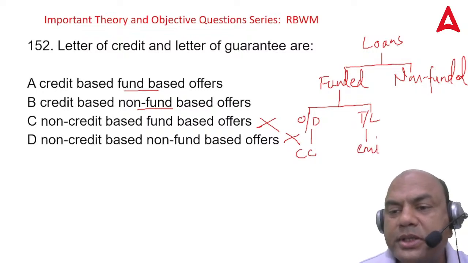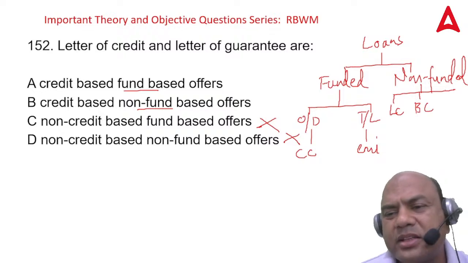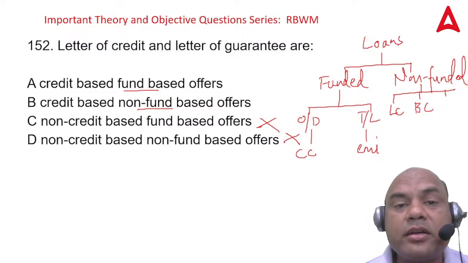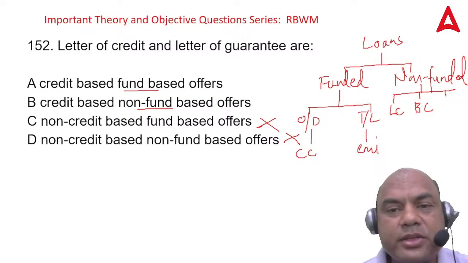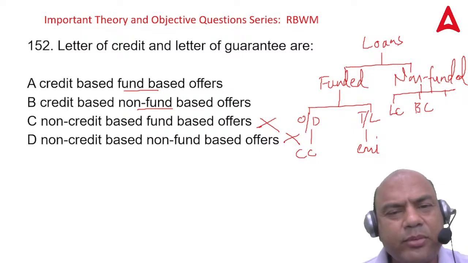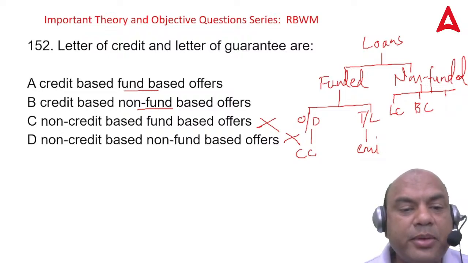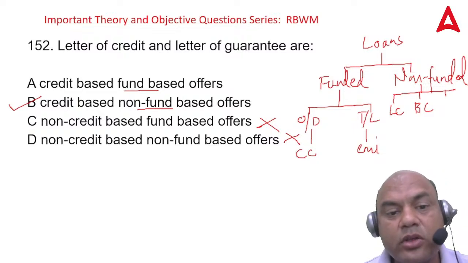Non-fund based means there are many. There come LC and bank guarantee. There are many others; I can give you 5-6 more names: avalization, takeout financing. That is all non-fund based. In fact, there can be many. For JAIIB level, you always remember the two: LC and BG. So LC and BG are credit-based, non-fund offers. This is a non-funded loan.